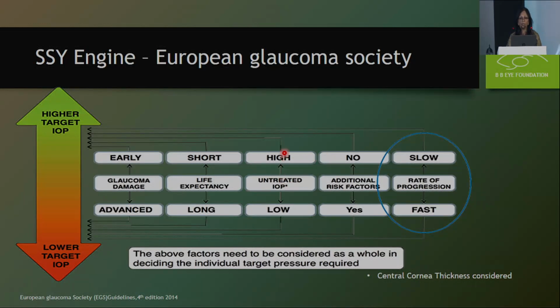Untreated IOP, higher, higher target; lower, lower target. Additional risk factors: no risk factors, higher target IOP; additional risk factors, lower target IOP. And rate of progression, if it's slow, higher target IOP, and if it's fast, then it's lower target IOP. So that's a very simple way to set your target IOP.